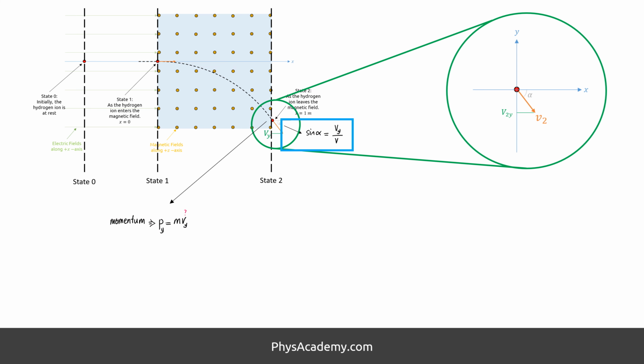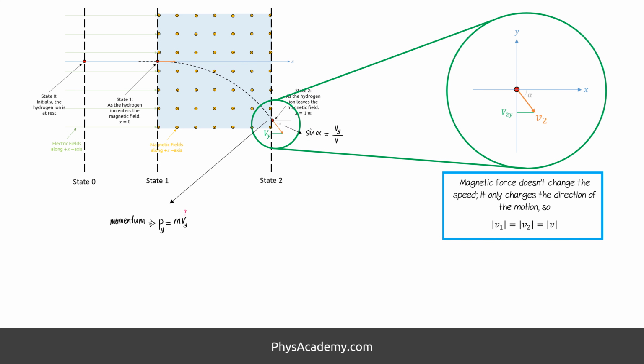Also, we know sine of alpha is the y component of the velocity divided by the magnitude of the velocity, or speed. In addition, we know that a magnetic field doesn't change the speed of a charged particle. Actually, it only changes its velocity direction, and the magnitude of the velocity remains the same. So, because at states 1 and 2, speeds are the same, if we find the velocity of the protons at state 1, where they are about to enter the magnetic field, we can use that value for state 2 as well.